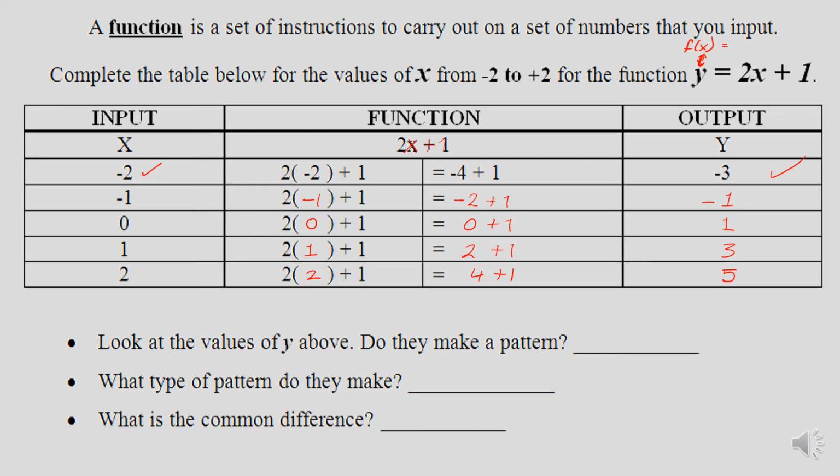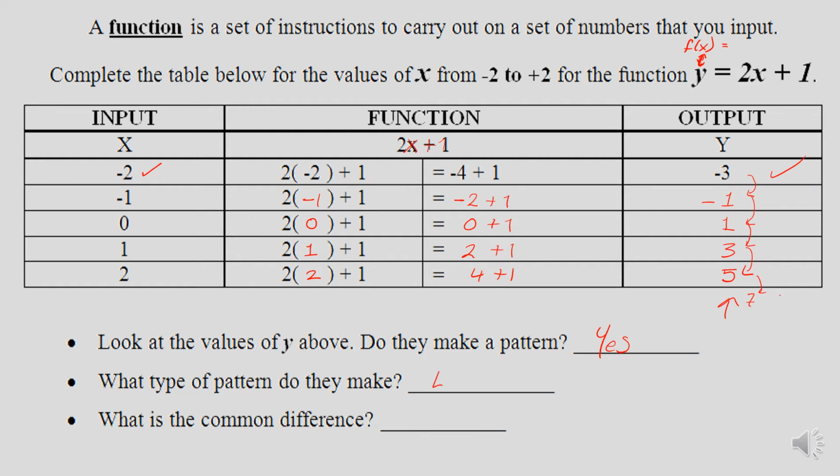Okay, and it says to look at the values of y above. So we're looking at this column here. Do they make a pattern? Yes, they do. Okay, so it jumps from -3 to -1, -1 up to +1, +1 to 3, and 3 to 5. Can you guess what comes next? Yeah, I think it will be 7. So, do they make a pattern? Yes. What type of pattern do they make?